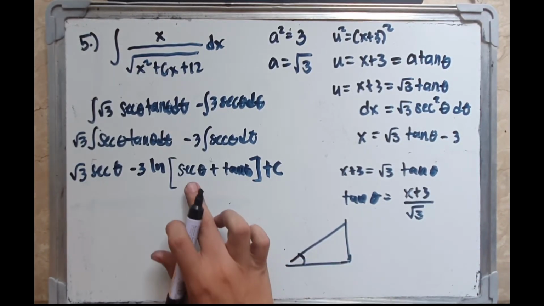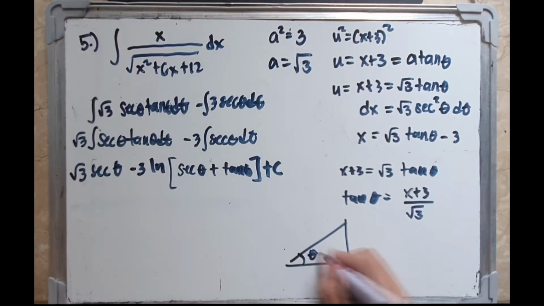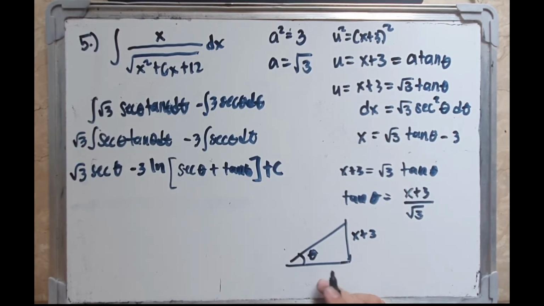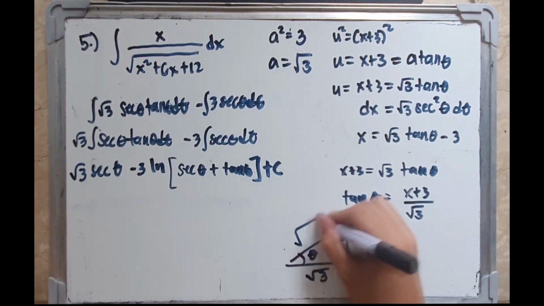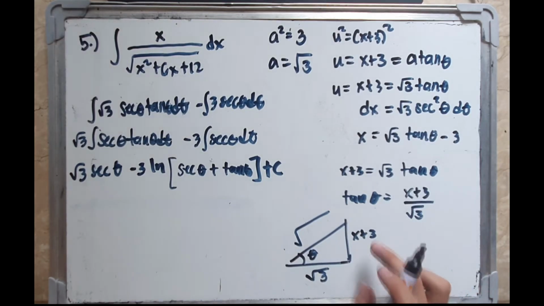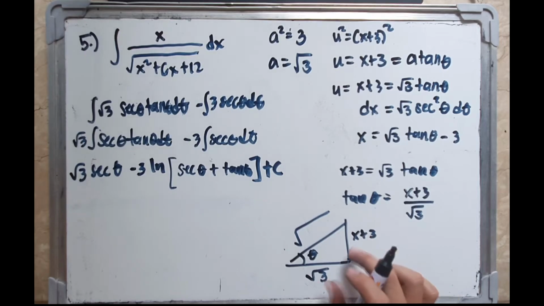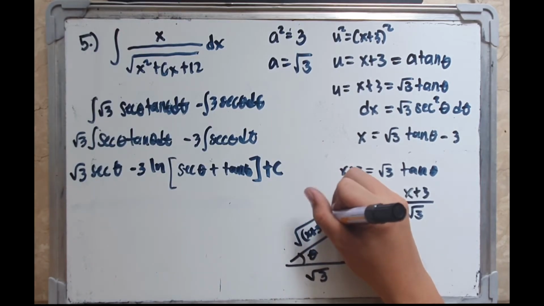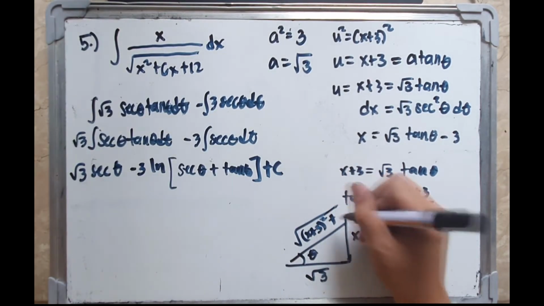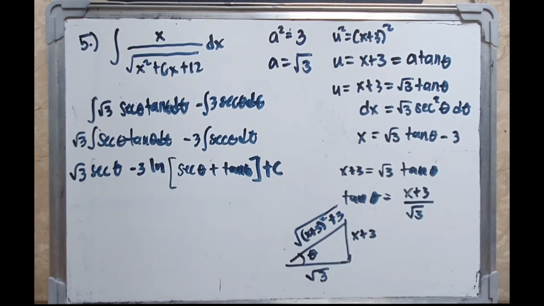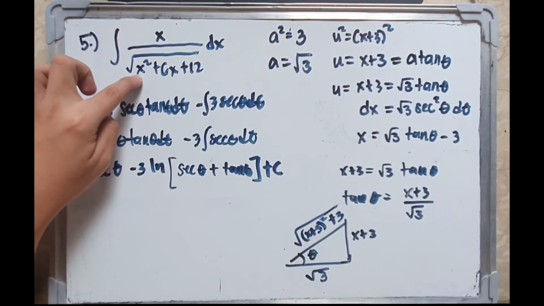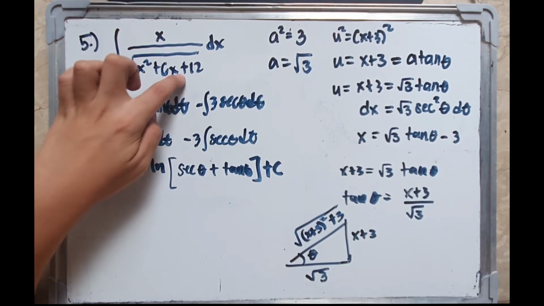How about for the secant? We only need for the secant. This is our theta. This one, it's the opposite, x plus 3. This one, it's the adjacent, square root of 3. Therefore, this part right here is adding this one, square, and then the addition of this one. So we have x plus 3 squared and plus 3. Okay, so x plus 3 squared plus 3. If we simplify this one, this is the same as x squared plus 6x plus 12.